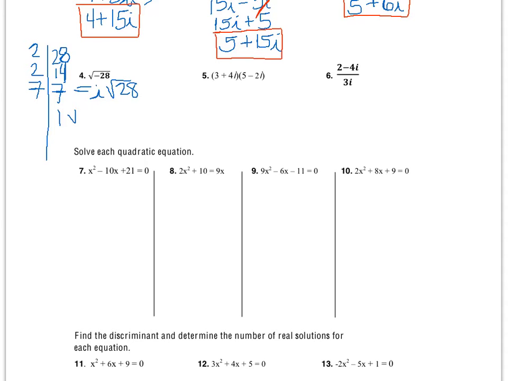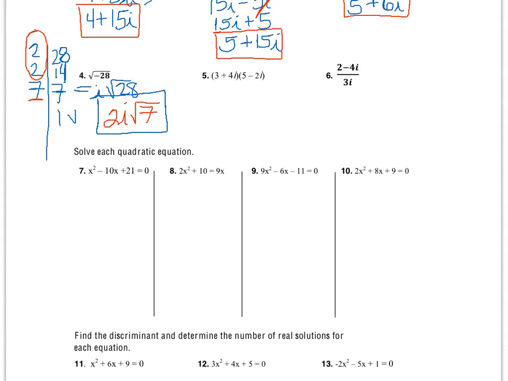So now we're looking for pairs. We don't care about this right side, we care about the left side, and I have a pair of 2's. The 7, though, does not have a pair. So outside comes the 2. Already outside is the i. And the only number that doesn't have a pair is the 7. So that stays inside of the radical. So my final answer here is 2i square root of 7.